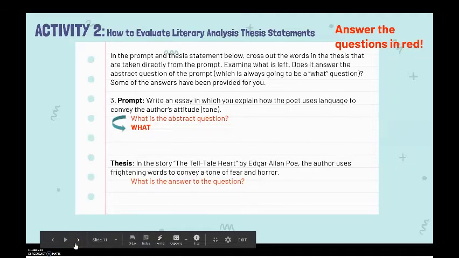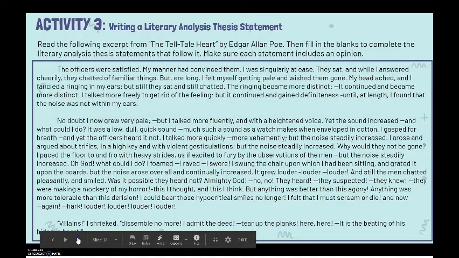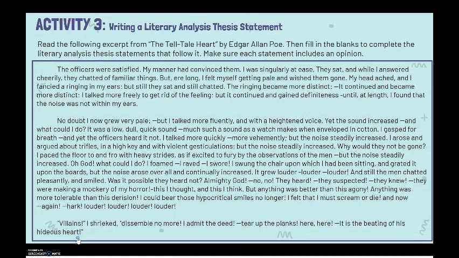We're going to do that on number 3, on number 4, and then we move to activity 3. Read the following excerpt from The Telltale Heart by Edgar Allan Poe. It's so good. And this is just an excerpt. This is not the entire short story. This is just a small piece.